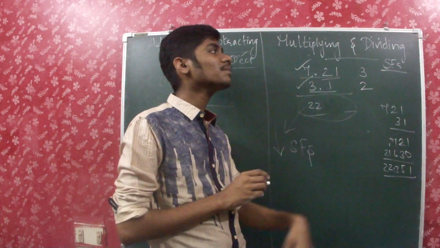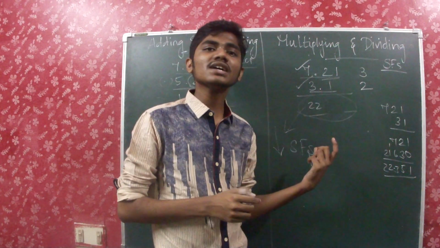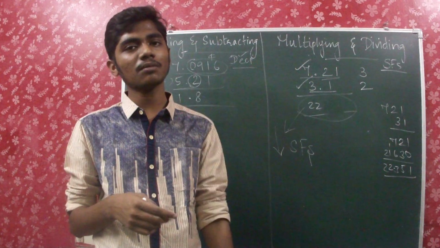Okay, so the same thing applies for division also. For division of 2 numbers also the same thing happens. In the final answer you must reduce the answer to the least number of significant figures of the given numbers.